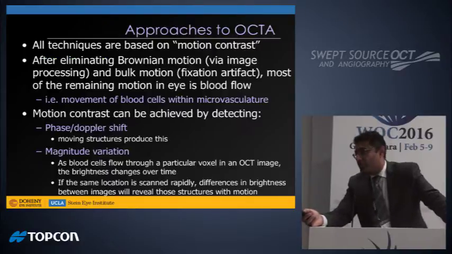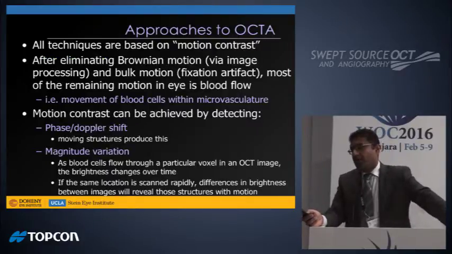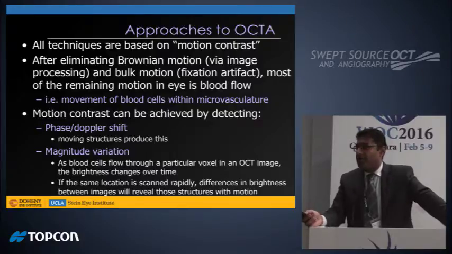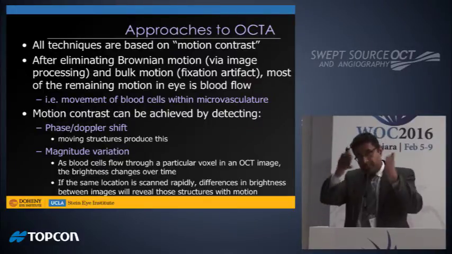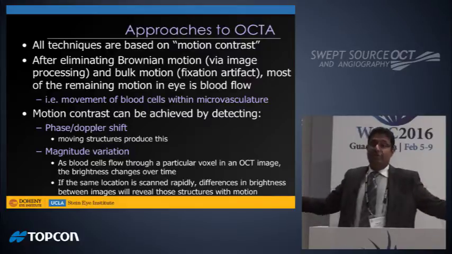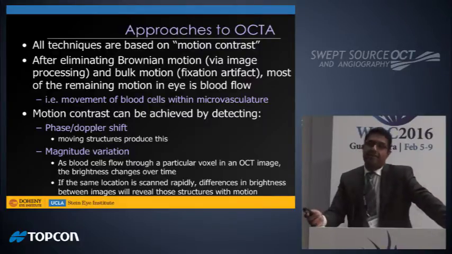So in terms of how you approach the problem, all of the techniques, so far at least, are based on developing a motion contrast. So you can imagine if you're able to eliminate Brownian motion and bulk motion or patient eye movement, what else is moving in the eye? Primarily, that's the blood flow in the retinal blood vessels, and so that's really what you're trying to get.